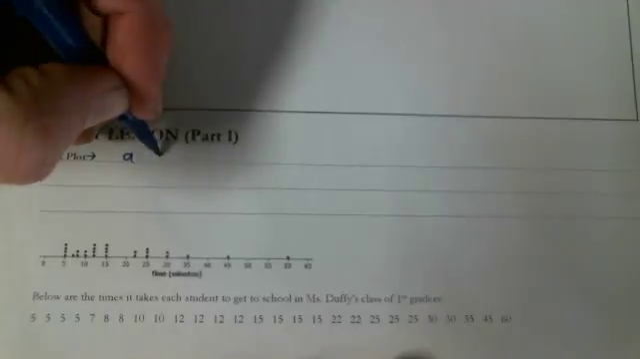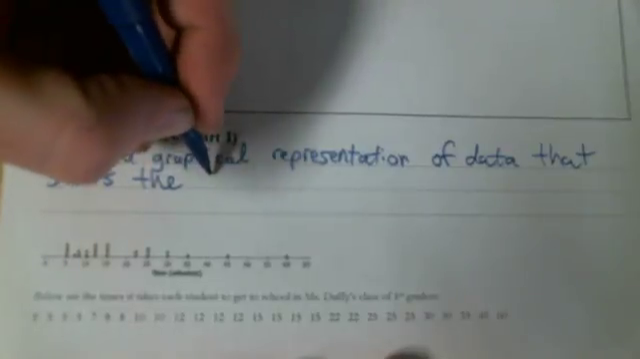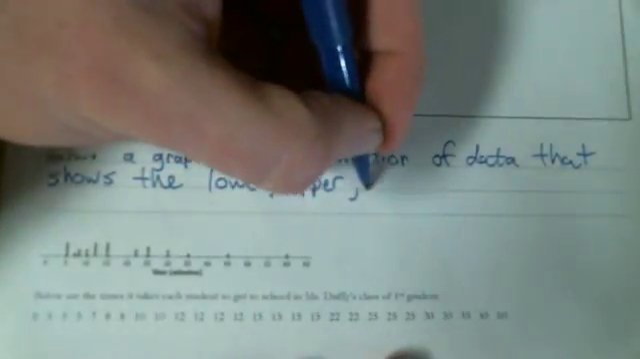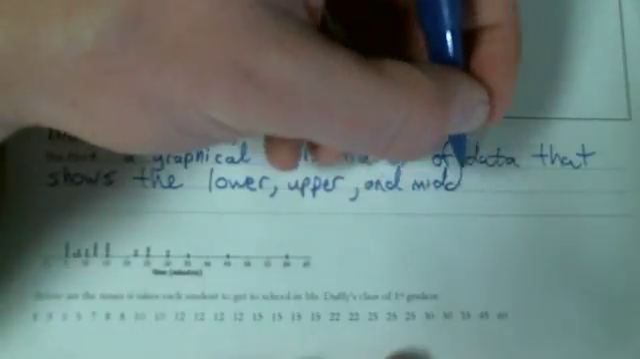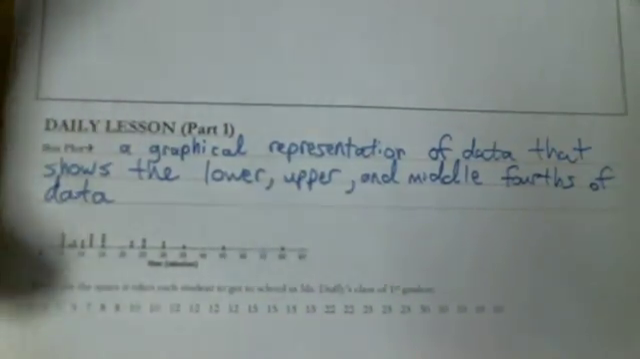A box plot is just a graphical, so like a picture, a graphical representation of data that shows the lower, upper, and middle fourths of the data. So let's see if I can actually help you construct one here to get started.